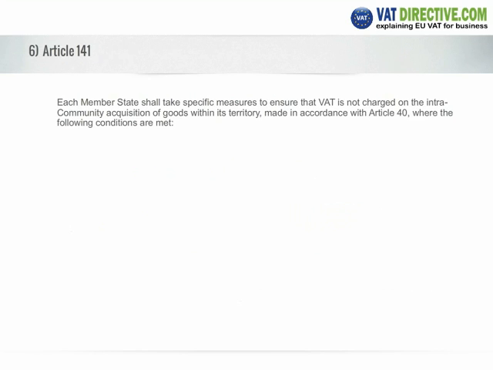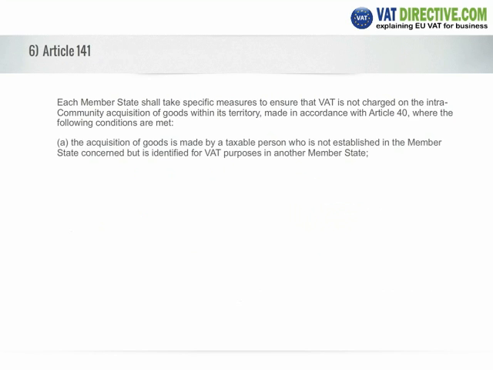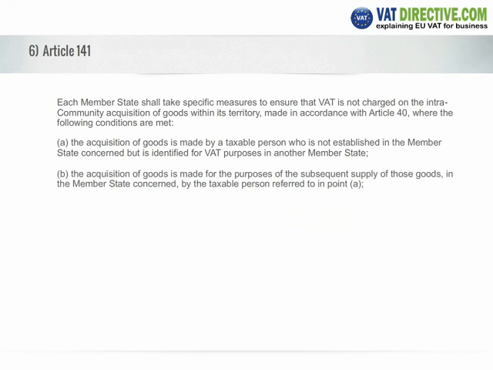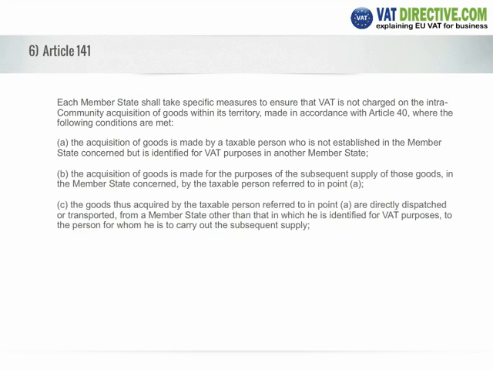Now, under Article 141, A, the acquisition of goods must be made by a taxable person who is not established in the member state concerned, but is identified for VAT purposes in another member state. So we'll look at that and how we've got that in just a moment. B, the acquisition of goods is made for the purposes of the subsequent supply of those goods in that member state by the taxable person, i.e. the middleco. C, the goods acquired by the taxable person referred to in point A are directly dispatched or transported from a member state other than that in which he is identified for VAT purposes to the person for whom he is to carry out the subsequent supply. So we'll look at that in just a moment as well.